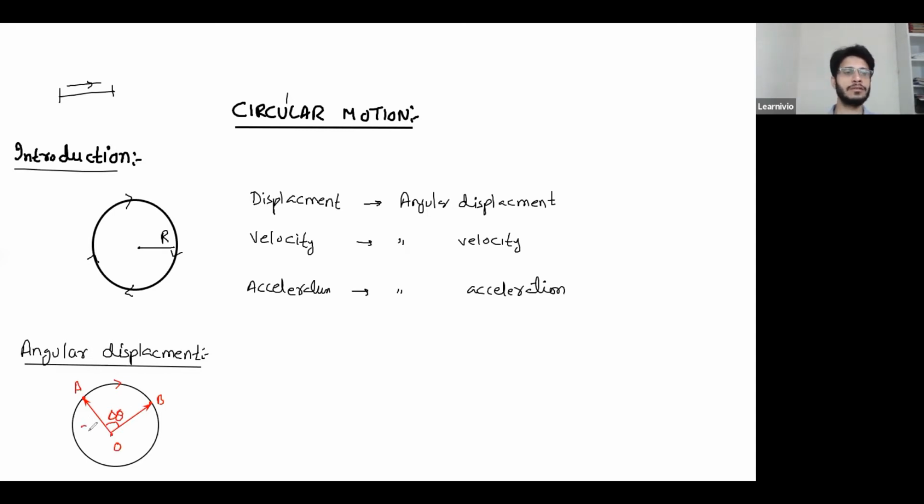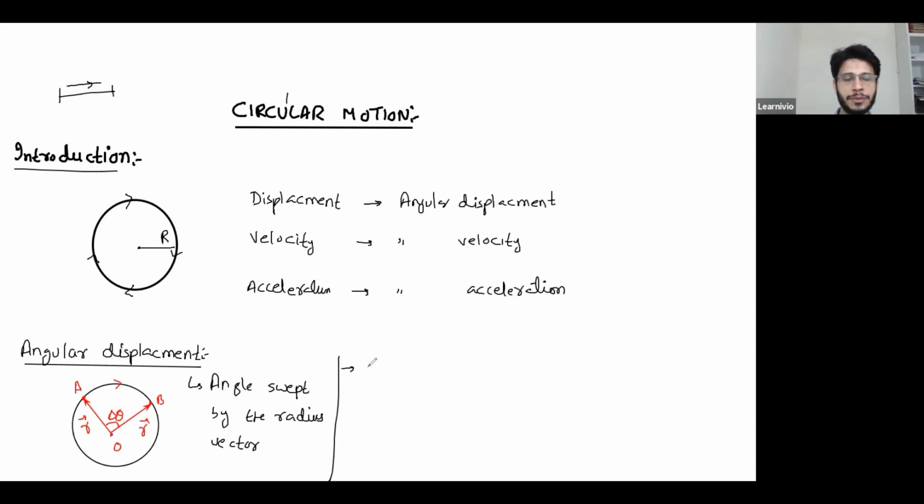This angle swept by the radius vector is known as angular displacement. While moving from A to B, the radius vector, which earlier was in this direction, after covering an angle delta theta comes in this direction. So the angle swept by the radius vector is known as angular displacement.